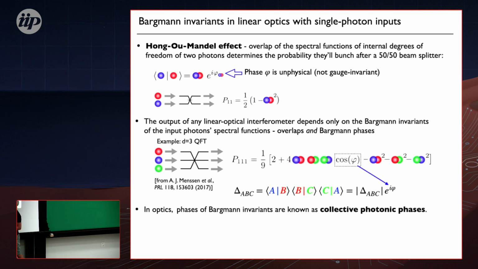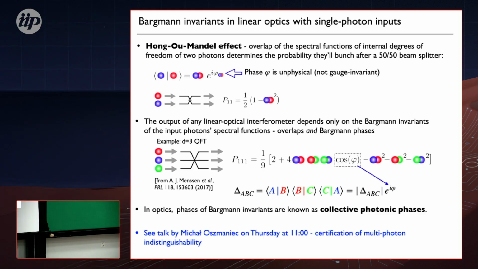These effects are collective effects. They only appear in 3 photon experiments, say, right? In 2 photon experiments, these things don't show up. They are known in photonics as collective photonic phases, but the collective photonic phases are phases of invariants, okay? So I'll talk about the phase of these complex numbers that I was telling you about. And on Thursday, there's a talk by Michał Osmaniak on a way of certifying multiphoton distinguishability using this knowledge of invariants, okay?